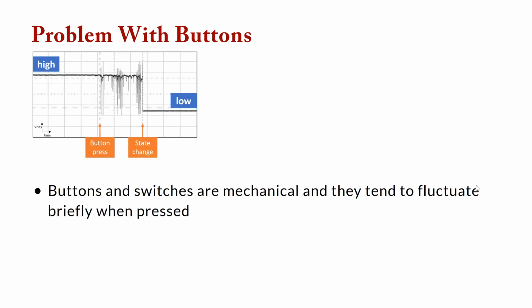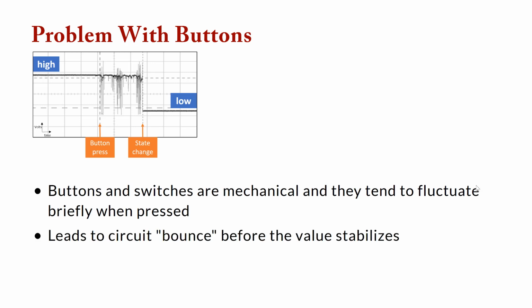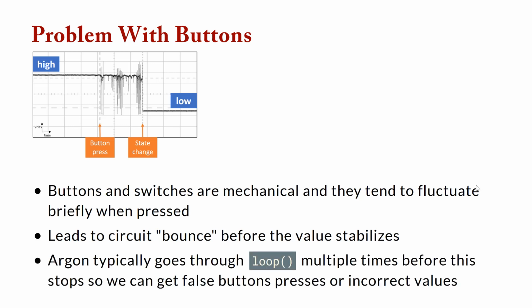So as we said, there's going to be some fluctuations as the buttons are pressed. This variation in what we expect and what's actually happening is called bounce, meaning the signal is sort of bouncing a little bit between high and low. And so if you think about what's happening, the Argon is running very, very fast. It's running much faster than our button press. And so it's going to register that noise in multiple loops, most likely. So it's going to get button presses when you don't intend for button presses.